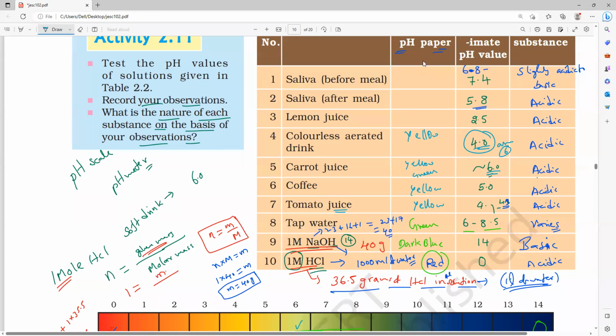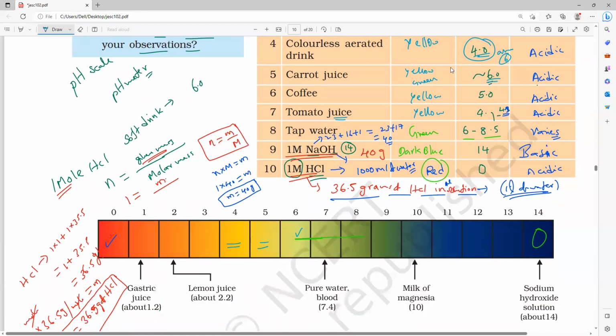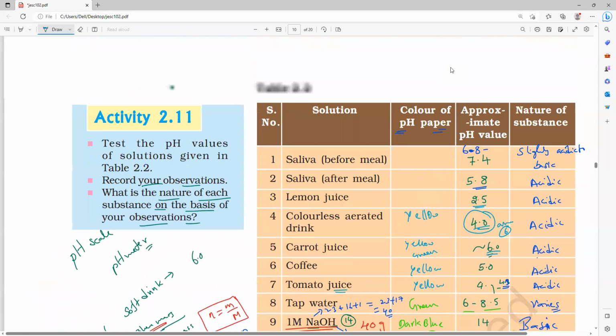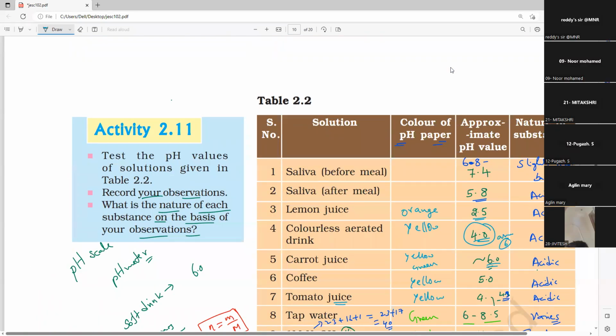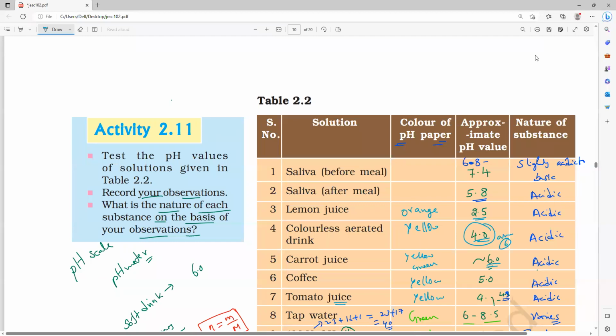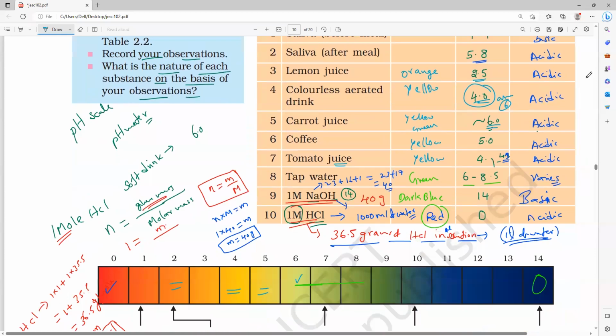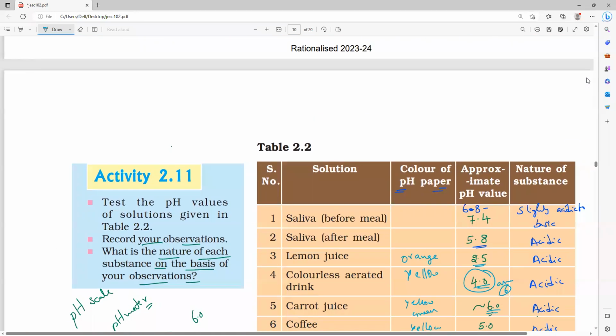Next, lemon juice 2.5. Lemon, 2.5. Orange. Next, saliva after meal is 5.8, approximately again here. What is that color? Yellow green.